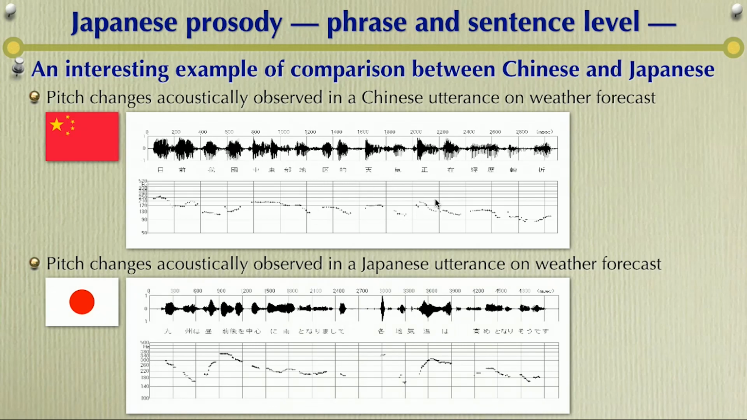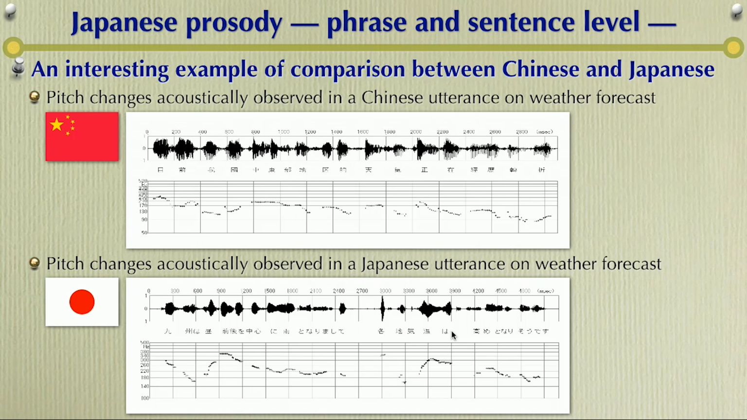So, waveform and pitch pattern. Can you find some big differences between these two? I think if you look at it for three seconds, you can find a global mountain-shaped curve, a global curve in the Japanese intonation pattern. This is a very big difference between Japanese and Chinese intonation patterns. This global pattern makes your pronunciation much more natural to native listeners.